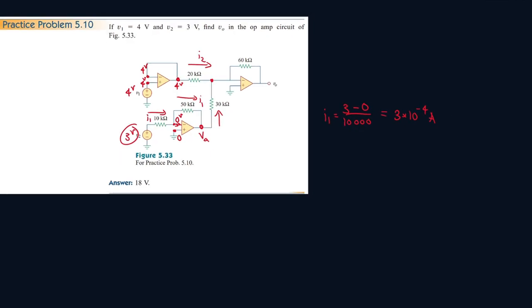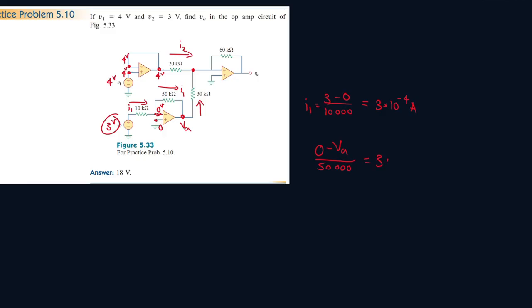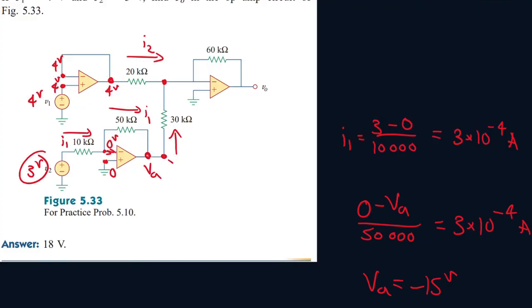Okay, so to find VA, it's going to be 0 minus VA all over 50,000 ohms, and this will be equal to I1. This is another formula for I1. So 0 minus VA all over 50,000. That should also give you I1. And I1 was 3 times 10 to the minus 4 amps. So VA will be minus 15. Okay, so this region is minus 15 volts.